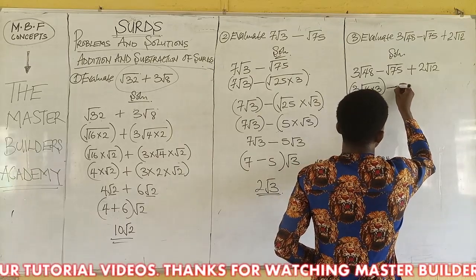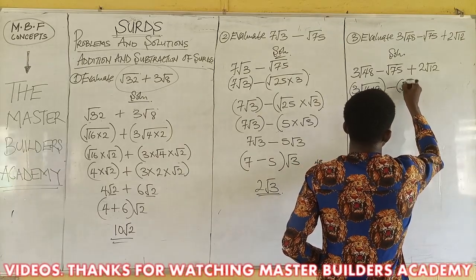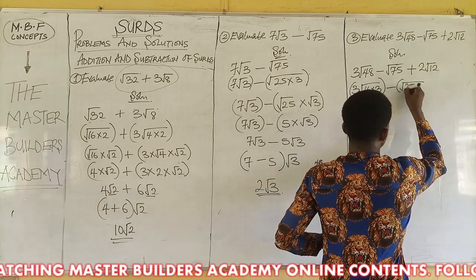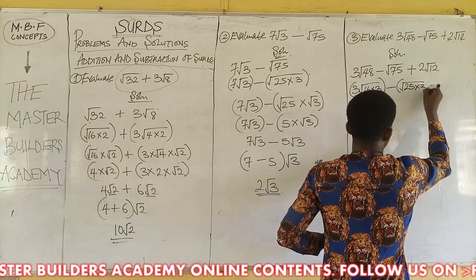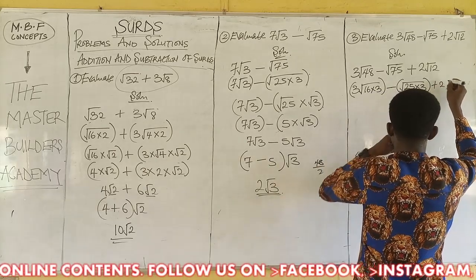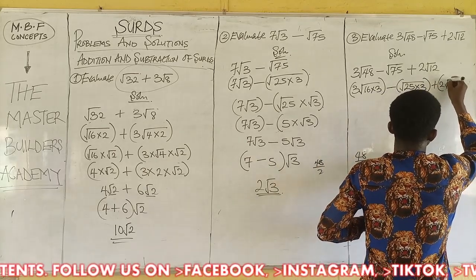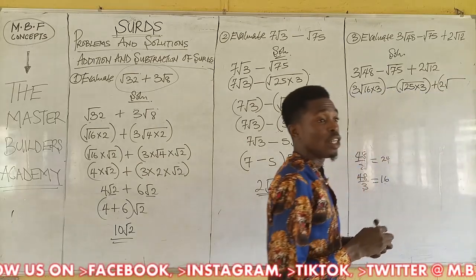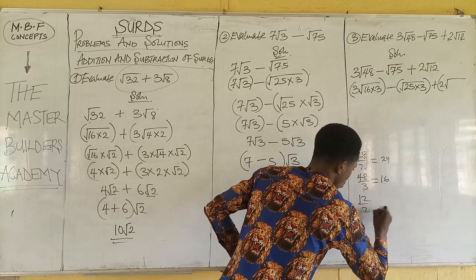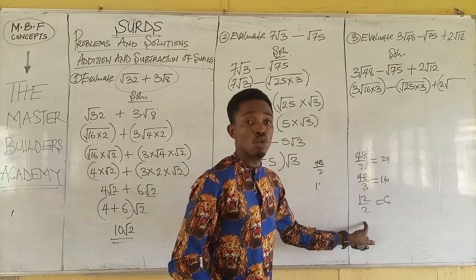Then minus, open bracket, root 75. Of course, we have done 75 before. 75 is what? 25 times 3. Then plus 2 root. Now, what about 12? 12 divided by 2 is 6. 6 times 2 is 12.